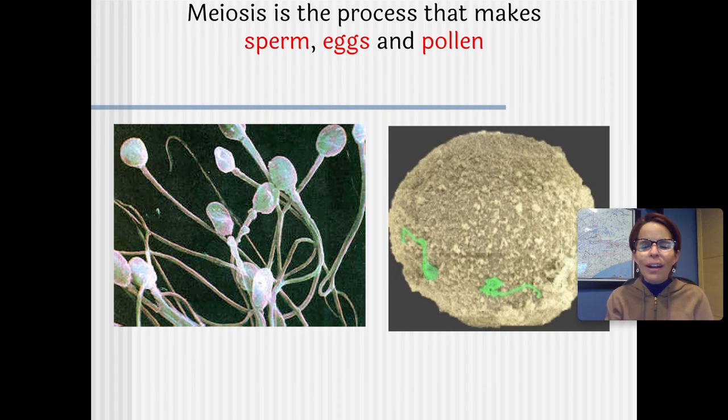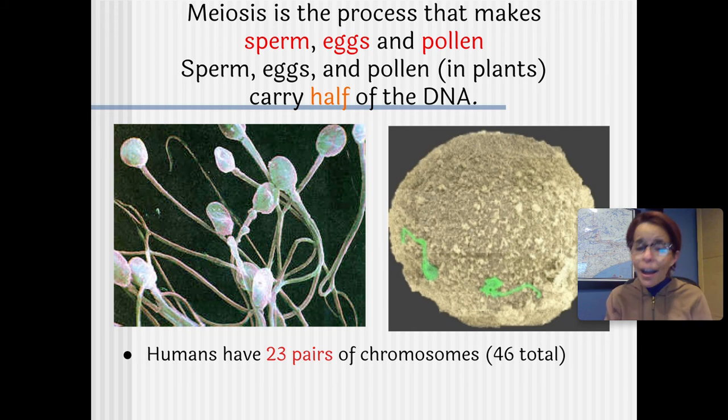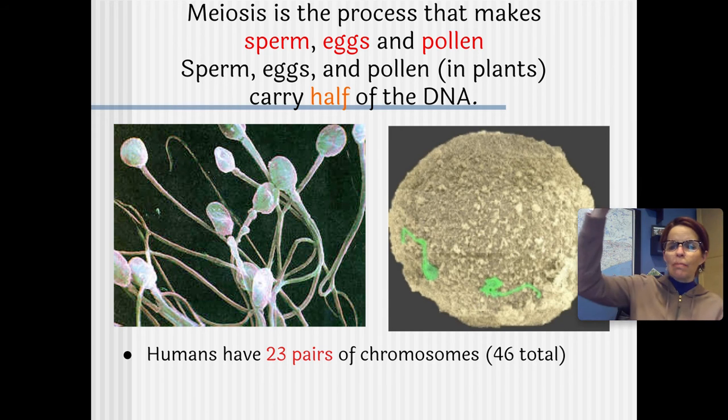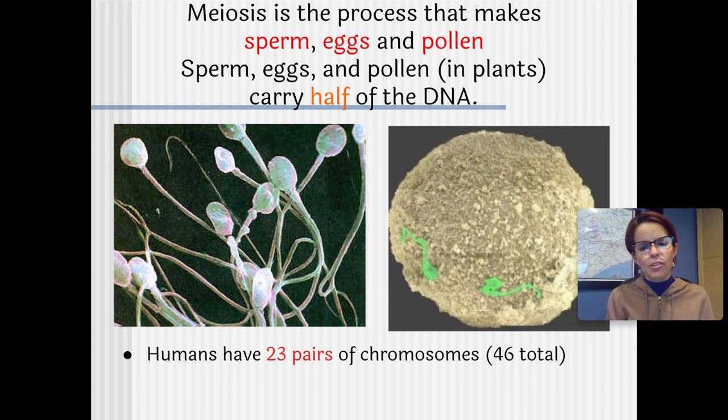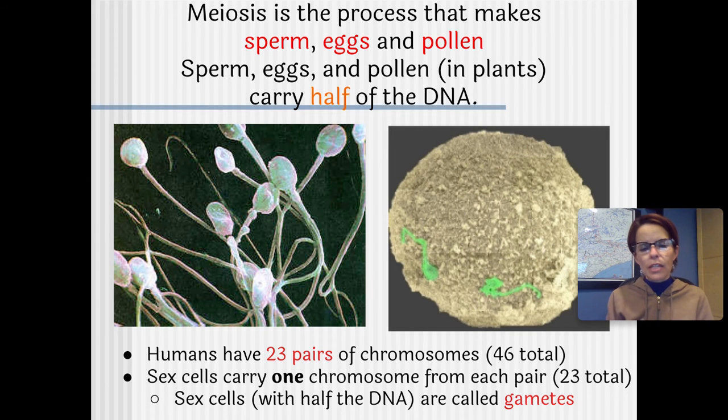All right, meiosis is the process that makes sperm, eggs, and pollen. Sperm, eggs, and pollen carry half the DNA. So humans have 23 pairs of chromosomes. You get 23 chromosomes from your biological mom and 23 chromosomes from your biological dad. The sperm and egg only have one from each of those pairs. So you might get one of mom's here and one of dad's here and one of mom's here and two of dad's there and two of mom's there. So sex cells carry one chromosome from each of the pairs. And sex cells with half the DNA are called gametes.